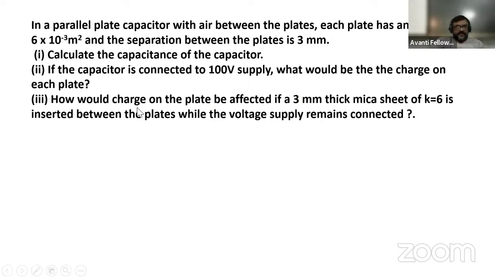Okay, now let us see this question. In a parallel plate capacitor with air between the plates, each plate has an area of 6 into 10 raised to negative 3 meters square, and the separation between the plates is 3 millimeter. Calculate the capacitance of the capacitor. The first part is very simple. Direct substitution.